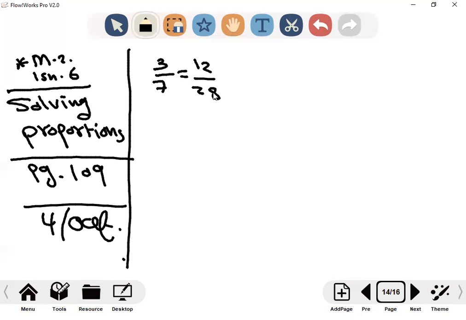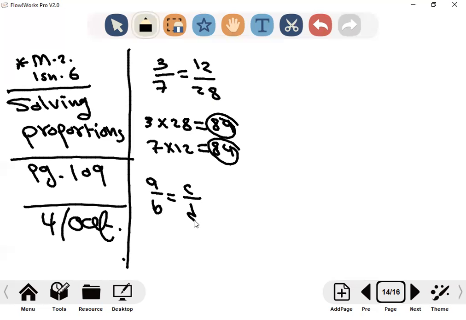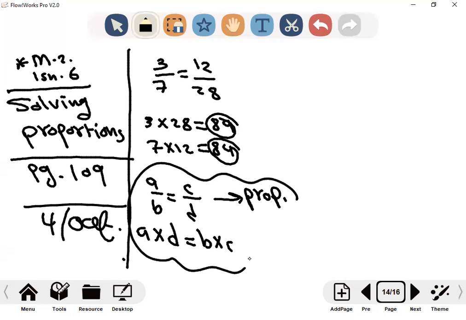If you make a cross product and they are equal, then we have a proportion. So here, if you do 3 times 28 and 7 times 12, both should be the same number. If you have A over B equals C over D and they are equal, we call it a proportion. Now, if A over B equals C over D, then A multiplied by D should equal B multiplied by C. Got it? This is our formula. If the two fractions are equal, then the cross product is equal.